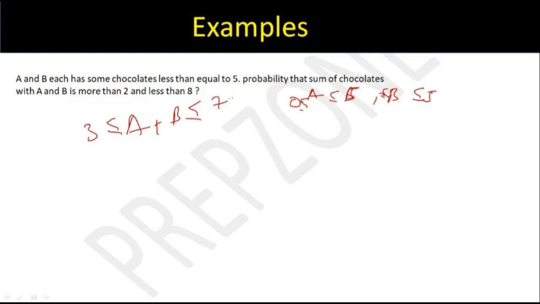So should we consider A to be always greater than 0? A and B have some chocolates. Okay, good catch. There are some chocolates, less than or equal to 5. You could have, again, no right or wrong answer. It all depends on the question, because this is a custom question, and the question should have clarified that. But a good catch.